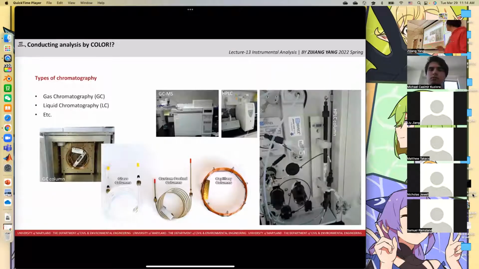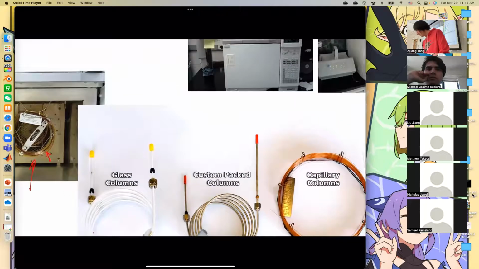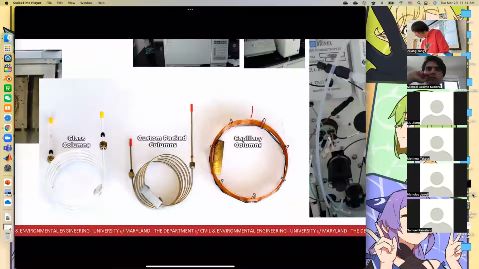But for modern instruments, we can have something like gas chromatography or liquid chromatography. So in general, we have a similar theory, but we change our tubes. And this is the inside of a GC column. So this is gas chromatography, and this is the column, or this is a tube. We can see this tube is very long and very thin.